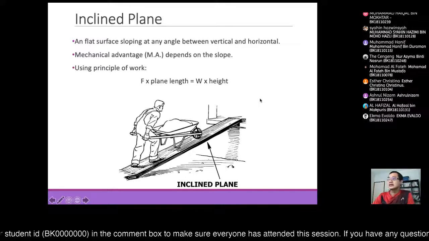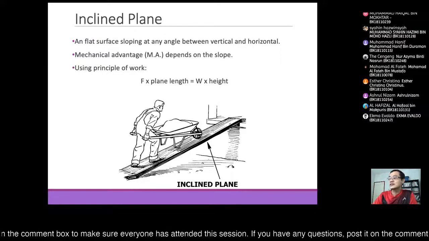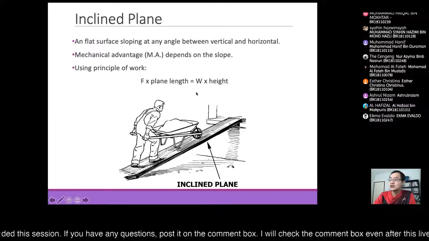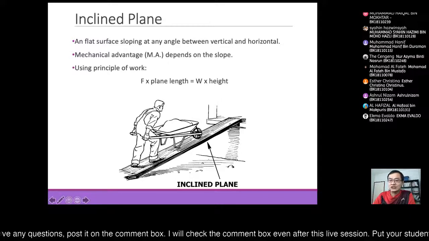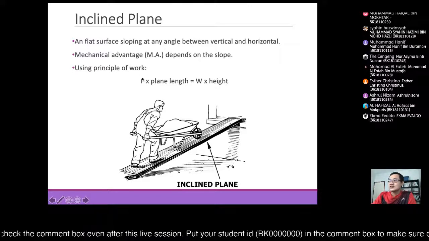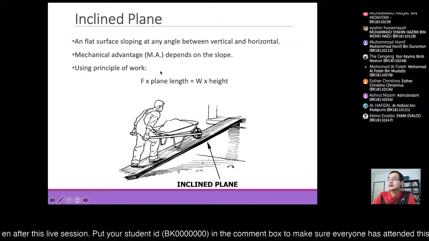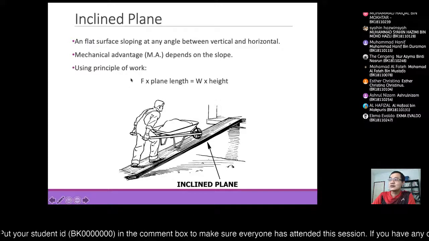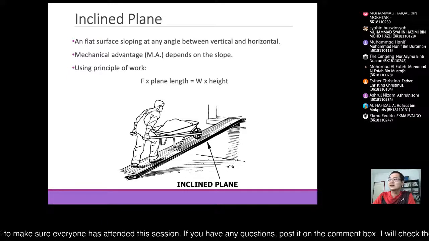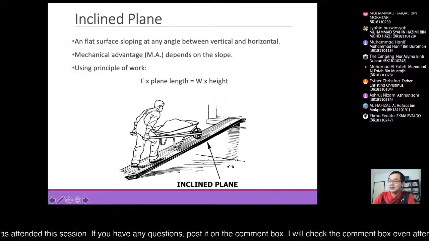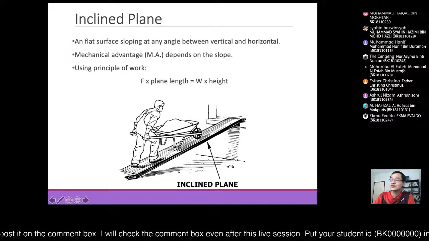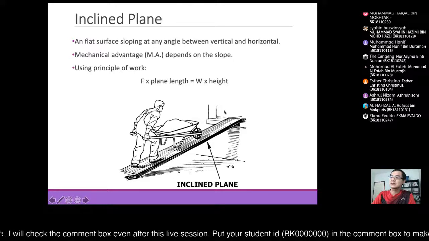Another simple machine that we use, traditionally, is just an inclined plane. This inclined plane idea is just to do more work, to achieve a greater work itself. By using the principle of work, we know that work equals force multiplied by displacement. So we have a force multiplied by displacement, let's say you are pushing something up along this plane. This force is applied along this plane length.